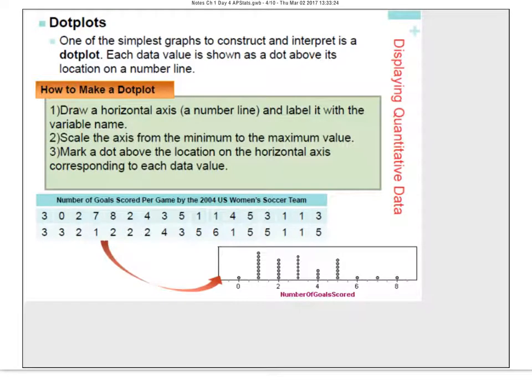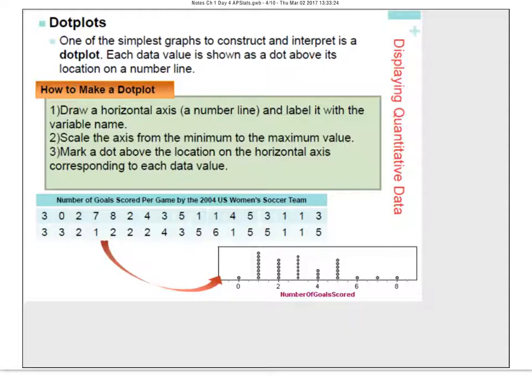Now, we just saw an example with a dot plot. Well, how did they make that dot plot? It's very easy. It's one of the simplest graphs you can construct, and all you need to do is this. On the horizontal axis, you make a number line, and you label it with the variable name that we're dealing with. Here's some data that you don't have in your packet. It just says the number of goals scored per game for the U.S. women's soccer team, so we just labeled that. This is the data for all of the games they played in 2004.